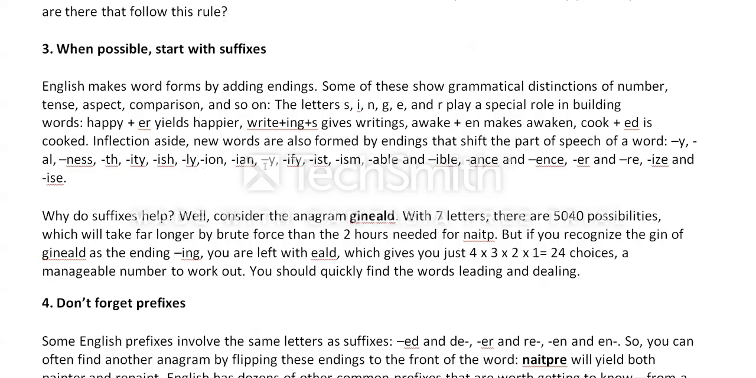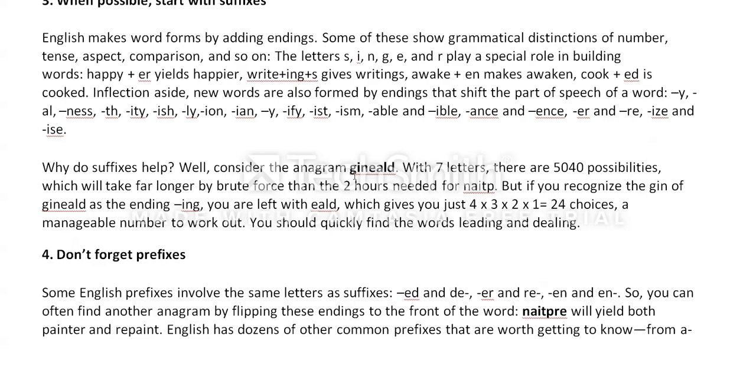Pay close attention to Y. When a Y appears in an anagram, it often goes at the end of a word, so you can straight away put it on the end. Let's have a look at another example. It's a 7-letter anagram here, G-I-N-E-A-L-D. With 7 letters, 5,040 possibilities. That's 720 times 7. It'll take a really long time, unless you have a computer brain. But if you were to see the suffix at the beginning here, I-N-G, rearranging G-I-N, you would quickly come to leading and dealing, because then you've only got 4 letters left, and only 24 possibilities.